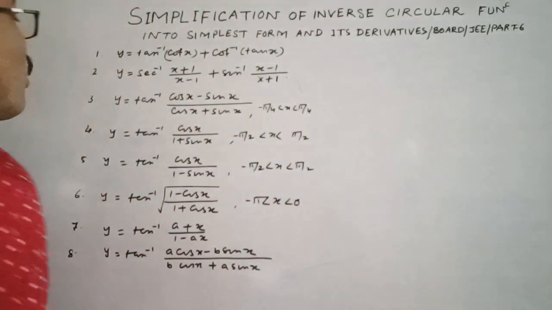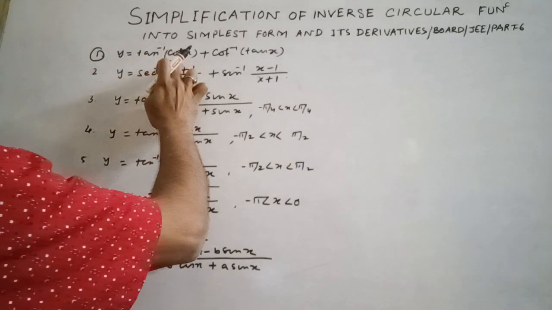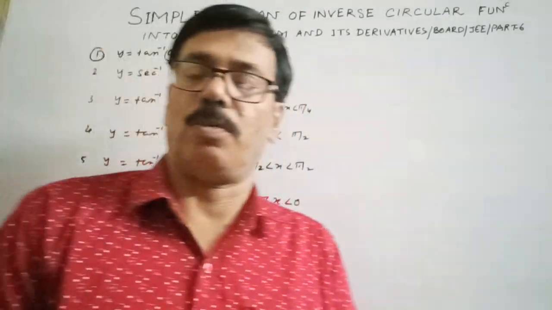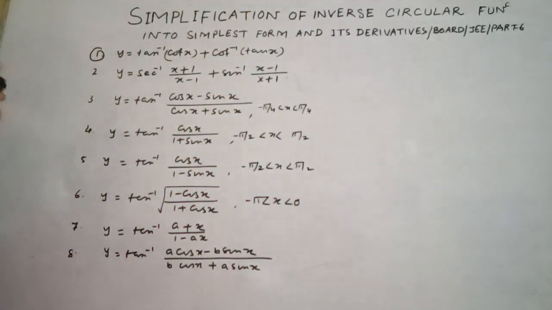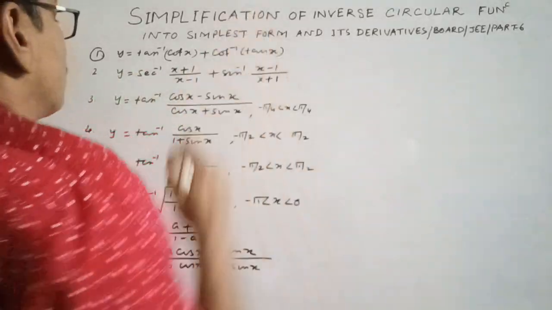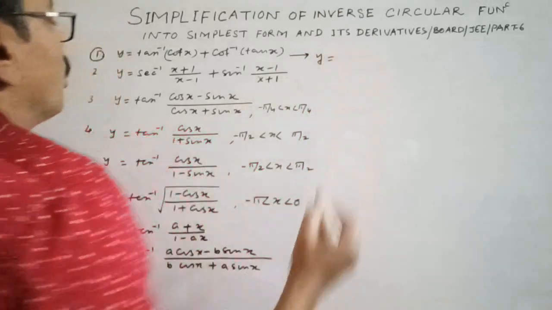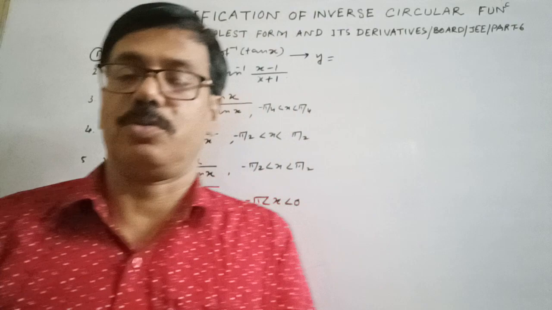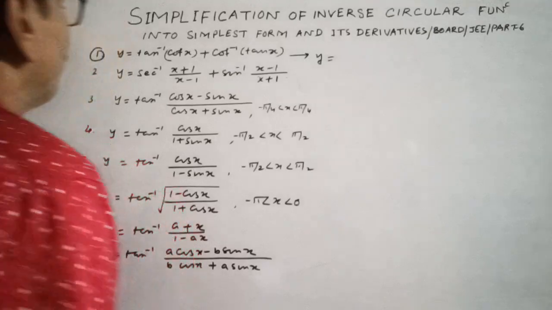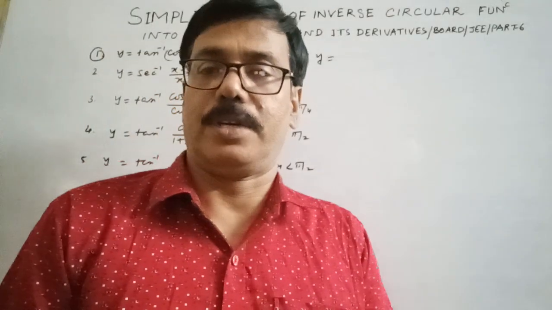Now look, problem number 1. Y equals to tan inverse cot x plus cot inverse tan x. This is board's problem of 1. So tan inverse cot x plus cot inverse tan x. So look, you know tan inverse tan x equals to x if x belongs to minus infinity to plus infinity. So our main aim will be to convert cot x in terms of tan.